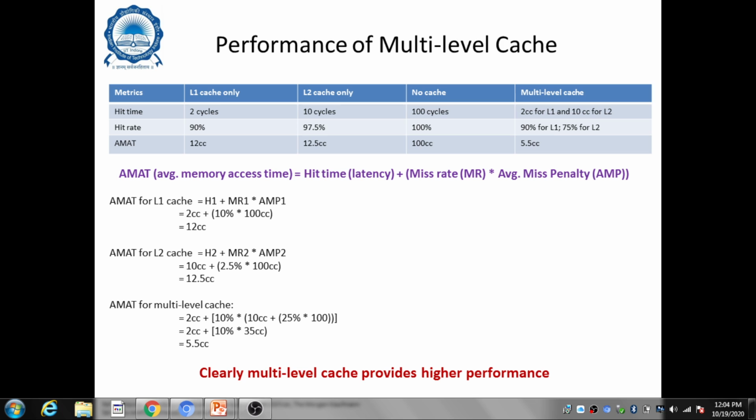And the value for multi-level caches will be the hit time for L1, which is 2 cc, given here, plus the miss rate into AMP. Miss rate is 10% because 90% is the hit rate for L1, so the miss rate is 10%. So miss rate is 10% times the average miss penalty, which will again be the time that you look for it in the L2 cache. So it is 10 cc, okay, for L2 cache, plus the miss rate for L2 cache, which is 75% was hit rate.